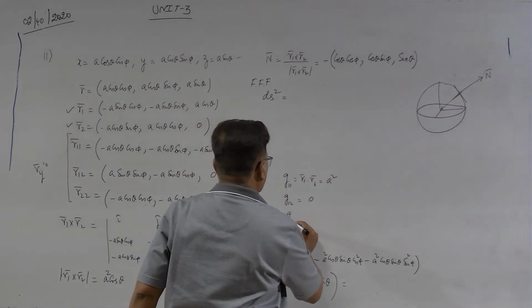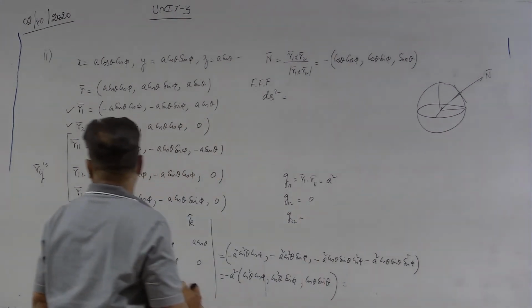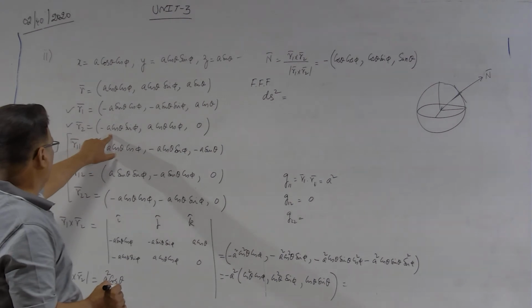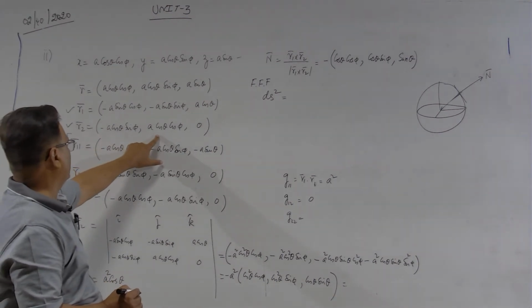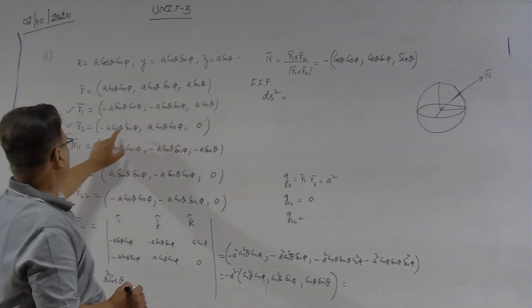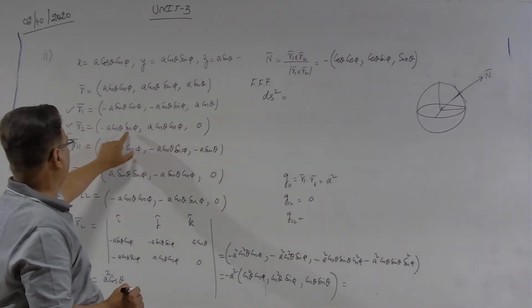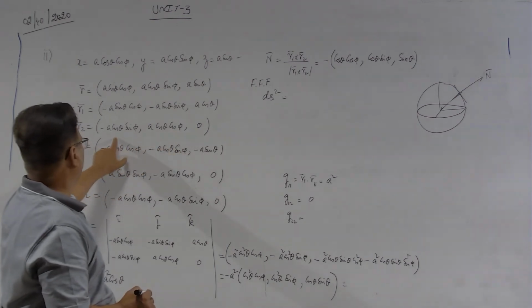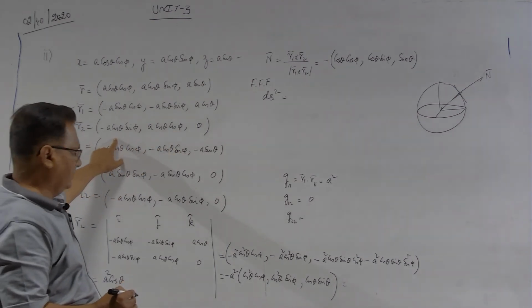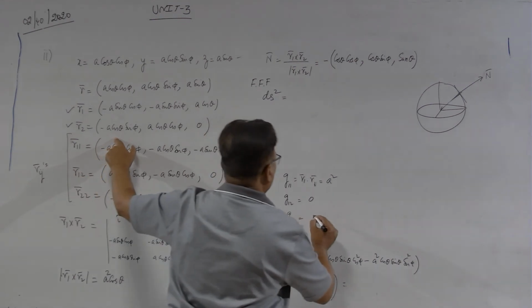G22, you can immediately see from here, A square cos square theta sin square phi, A square cos square theta cos square phi, A square cos square theta is common. So, sin square phi plus cos square phi is 1. So, this is simply A square cos square theta.